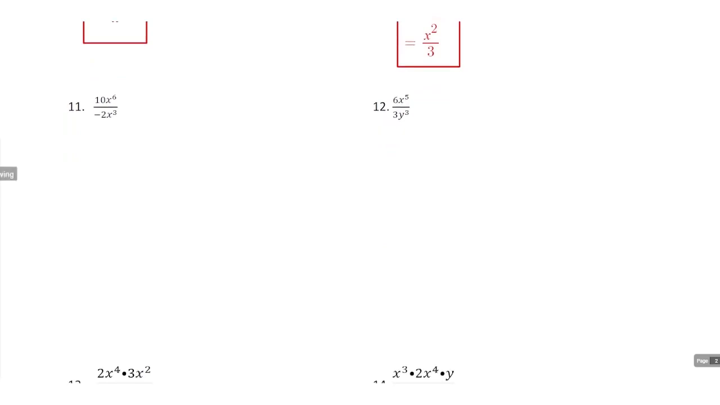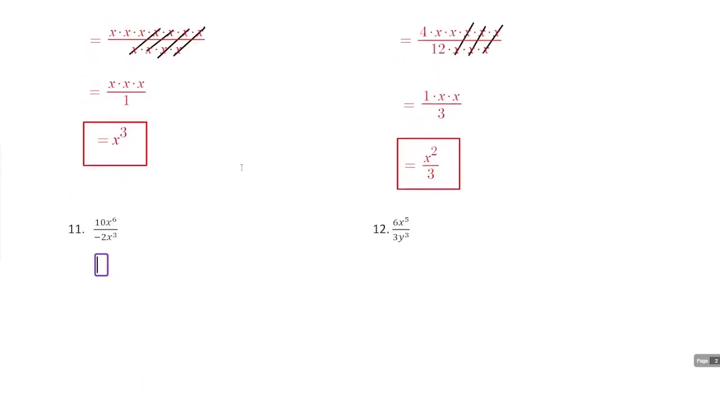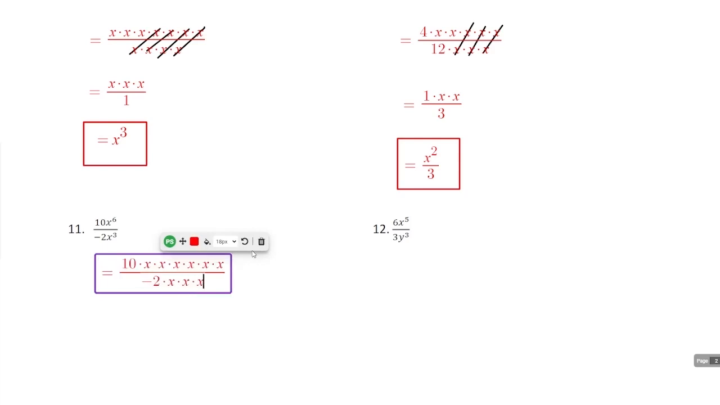Number 11, same exact process here, y'all. 12 will be the same way. This will be 10 times, and then we got 6 x's. 1, 2, 3, 4, 5, 6. Wait, do I have an extra one there? 2, 3, 4, 5. Yep. Divided by -2 times x times x times x.